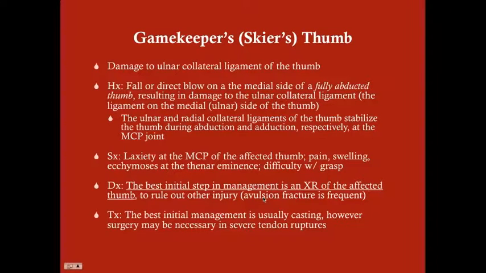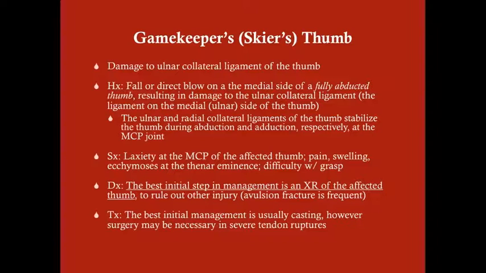And it's a fully abducted thumb, and that opens the gate to damage to that ulnar collateral ligament of the thumb. And the result is damage to that ligament. And just to mention, the ulnar and radial collateral ligaments of the thumb stabilize the thumb during abduction and adduction at the metacarpophalangeal joint.